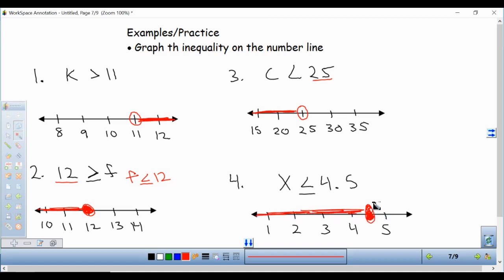Real quick, if we wanted to write these inequalities, if we wanted to flip them, make sure that the signs are eating the same numbers. So if I want to put 25 on this side and c on the other, my sign still has to eat 25. If I were to flip this one, my sign still has to eat 4.5. These are all equivalent inequalities. So keep that in mind if you ever come across one like number 2 and you want to flip the inequality to make it look easier for you.